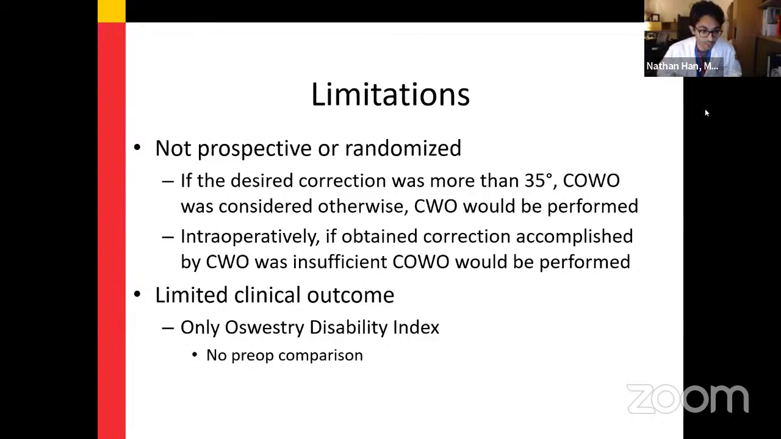And one of the limitations here is there was, in my opinion, probably limited clinical outcome data here. Again, the only parameter that was assessed was the overall disability that patients experienced during long-term follow-up. And I did not note any sort of preoperative comparison with patient disability either.